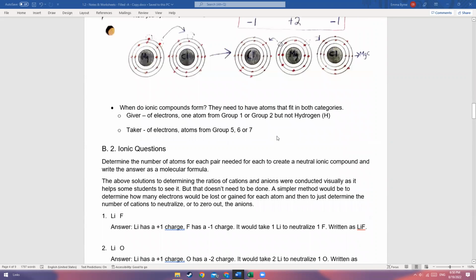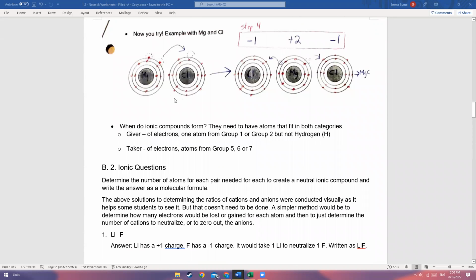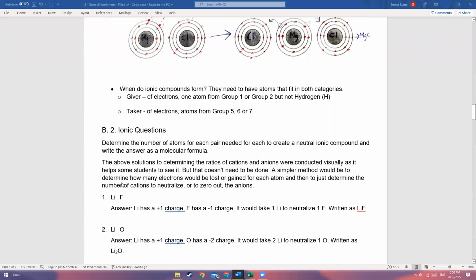However, as much as we love drawing the valence shell diagrams every single time, it's actually not necessary. It is great when you're first learning. However, you can take a shortcut if you have the annotated periodic table and answer the question that way. So basically what we're looking to do in these problems is determine how many electrons would be lost or gained for each atom, and then determine the number of cations to neutralize those anions.